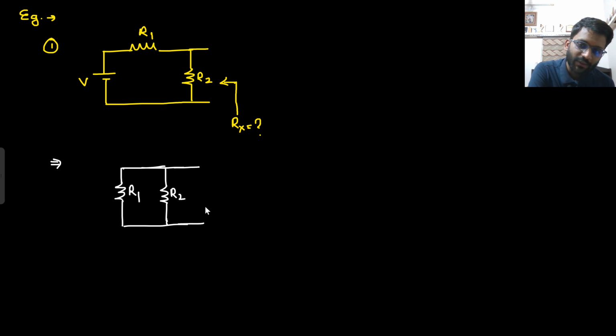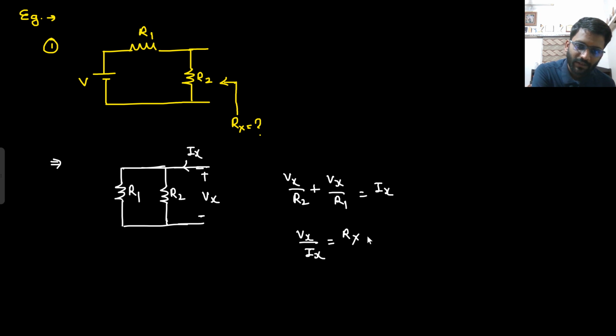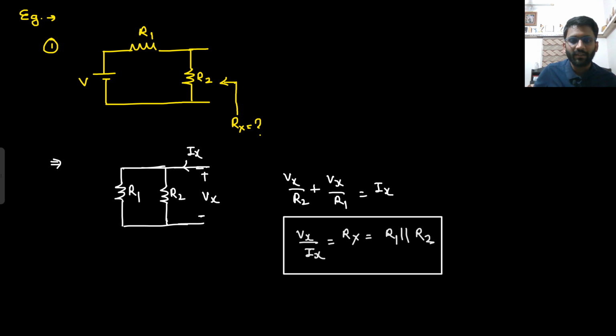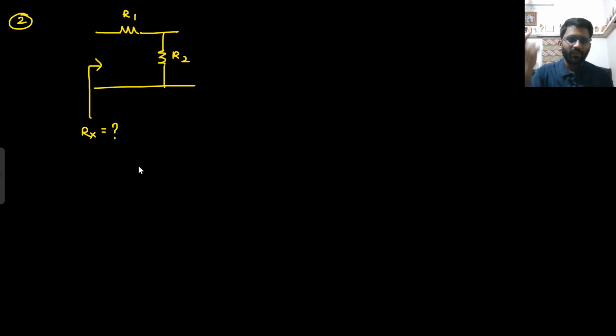Now you are asked to find the resistance from here. Here you can directly see it is R1 parallel R2, or what you can do, you can apply Vx potential and get Ix out of it. So Vx by R2 plus Vx by R1 is equal to Ix. So Vx by Ix, which is Rx, is equal to R1 parallel with R2. That's it. Right? Now in this question they are asking you Rx from here. What you will do? You will apply Vx here and get Ix out of it.